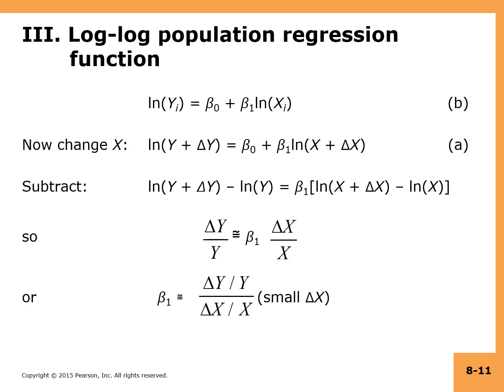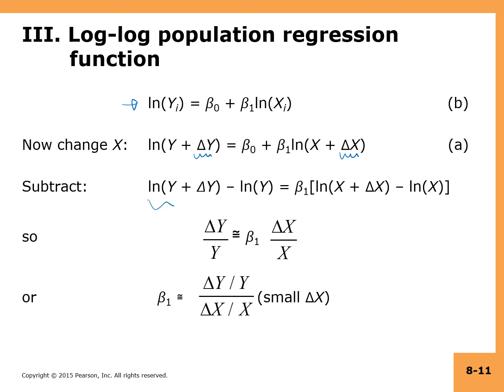So let's look at the last log transformation case, which is the log-log case. In the log-log case, we're log transforming both the dependent variable and the independent variable. We're going to follow the same steps as before. We start off with the basic log-log function, and then we change x by some small amount, which is going to cause y to change by some amount. Then we subtract the basic model from the changed model.